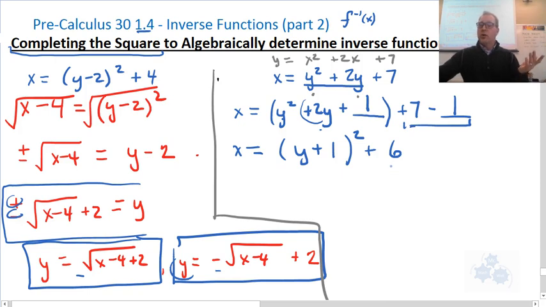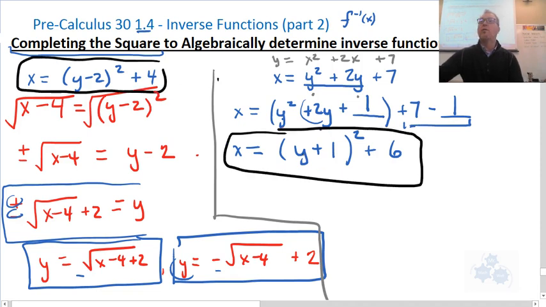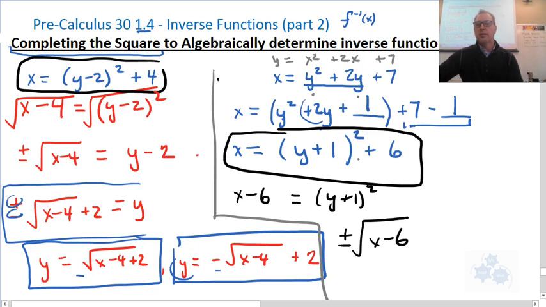Okay? So now we're at the same stage as we were over here, right? This is now in a form where we can actually solve for y. Just that little step of completing the square first is how we can make it easier to solve for y and express the inverse function as an equation. So it would be x minus 6 equals y plus 1 squared. Take the square root. It's going to be plus or minus the square root of x minus 6, and over here is y plus 1. And then, of course, to finish it off, we subtract 1 over here.